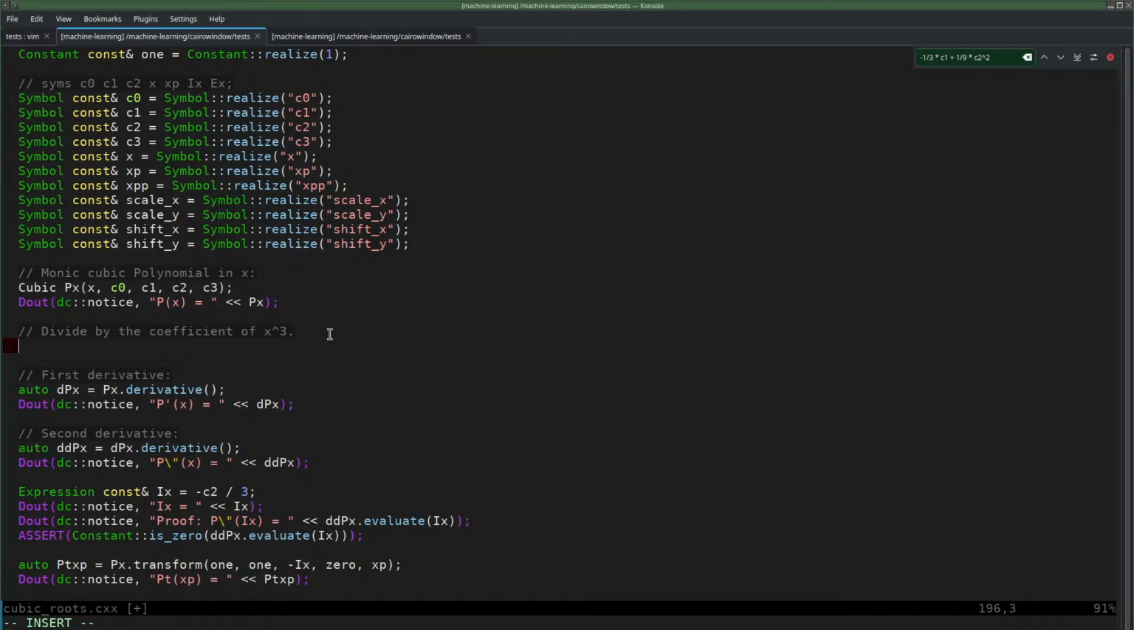So we could do px simply becomes... No, I want to use transform. Right, so px becomes px dot transform. And then the first one is the x scale, so that you don't scale x, right? No, it's just the y scale. And then this must be 1 divided by C3. I guess I can just do 1 divided by C3 here. And we don't shift anything.